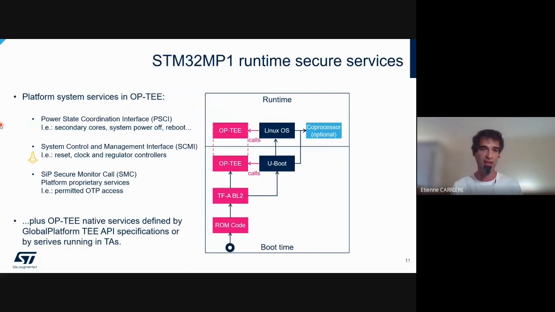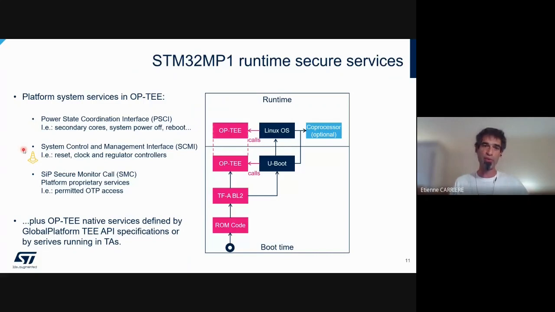And talking about the CPU, but we could talk about other platform resources such as clocks, regulators, reset controllers, and things like this. So the secure world embeds a series of platform resources driven from some specification, mainly the PSCI specifications that is used in all the ARM Cortex-A family, and that is a de facto standard even for the 32-bit machines.